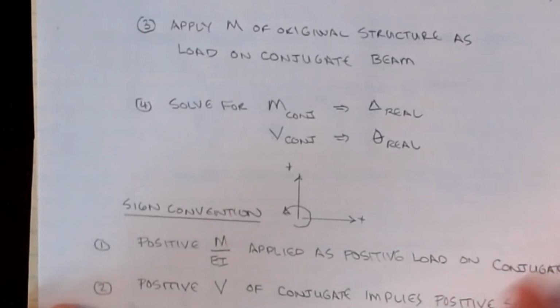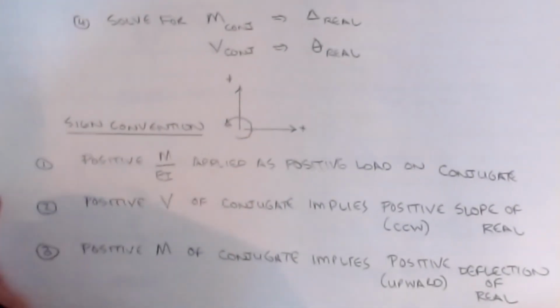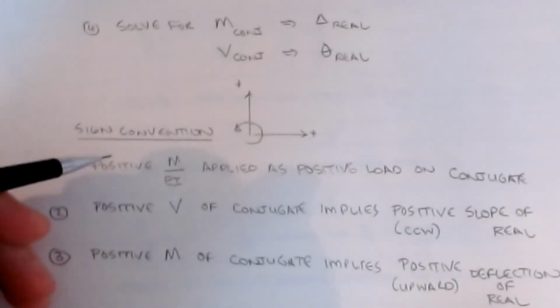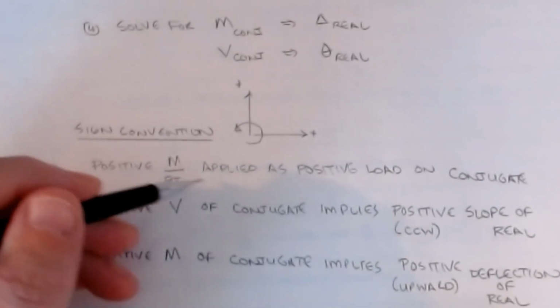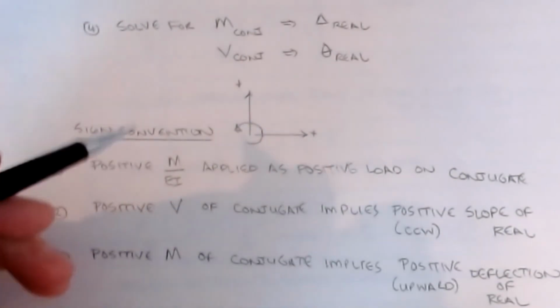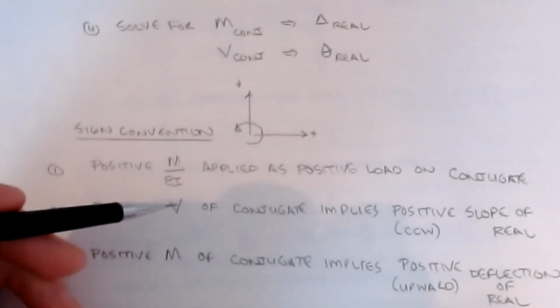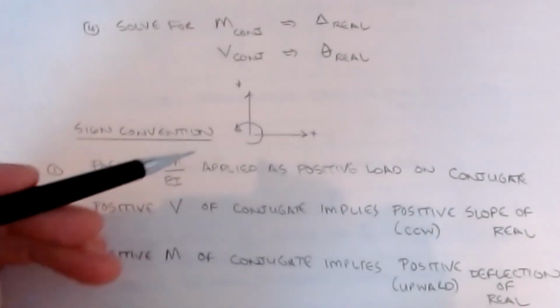Okay, and then the basic rules for analyzing our results and applying the load are as follows. A positive area on an M over EI diagram of the real structure is applied as a positive or upward load on a conjugate. Now again, we're only looking at doing this for beams. Okay, so a positive load, so you will get loads that will act upwards on the conjugate system.